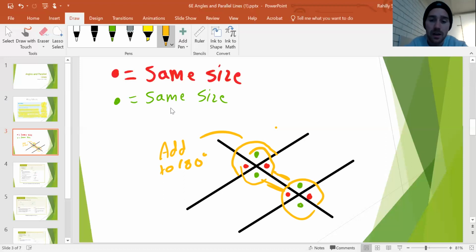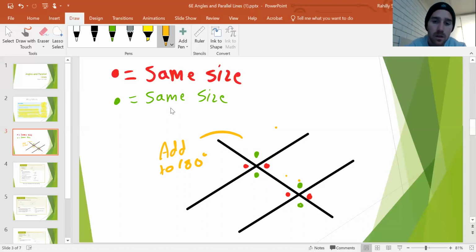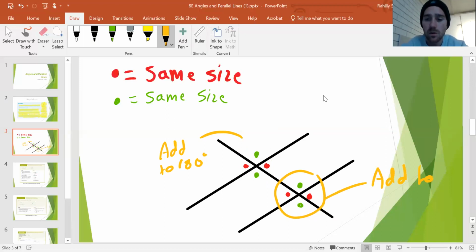And if we have a full circle, so I'll quickly rub these out. If we had this full circle, it's one revolution, and adds to 360 degrees. So that information there should help us when we get to the questions and we're actually solving the size of the angles.